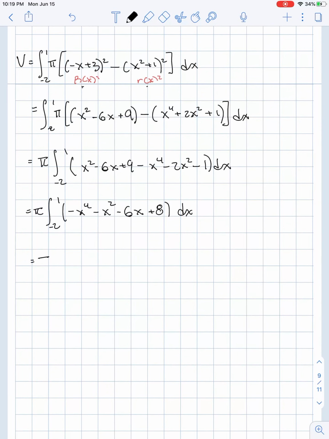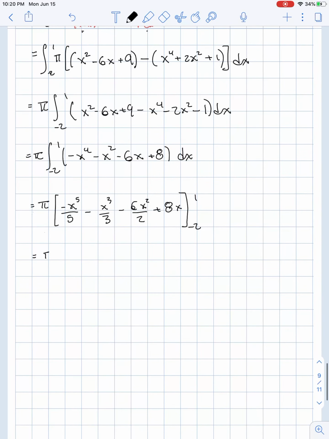All right, now we're going to integrate. So negative x to the 5th over 5 minus x cubed over 3 minus 6x squared over 2, we'll simplify that a little bit, plus 8x, from -2 to 1. See how annoying it would be to add a pi on those four things. I can just multiply by one thing in a little bit.